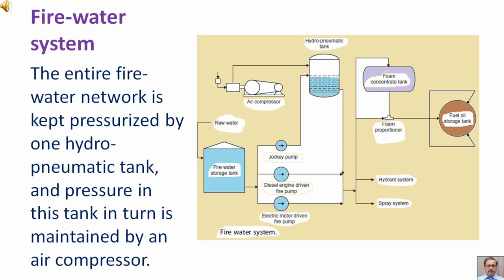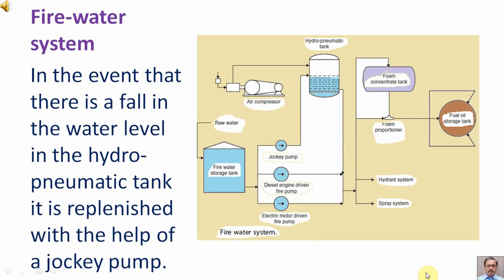The entire fire water network is kept pressurized by one hydro pneumatic tank, and pressure in this tank in turn is maintained by an air compressor. In the event that there is a fall in water level in the hydro pneumatic tank, it is replenished with the help of a jockey pump.